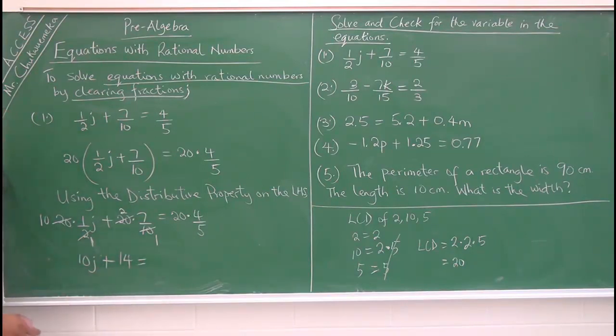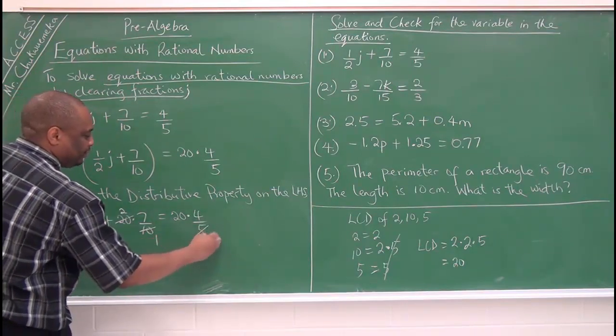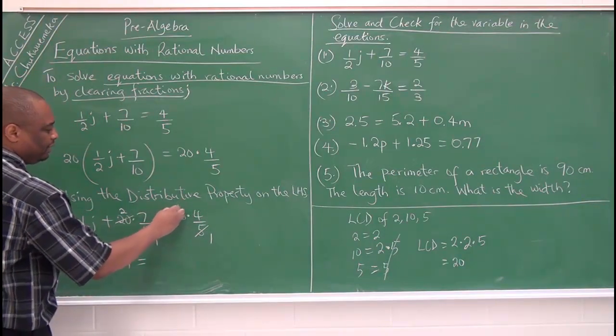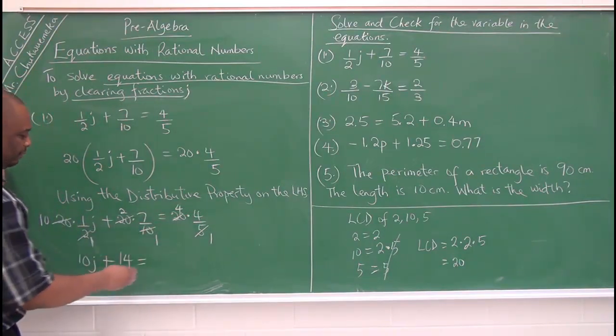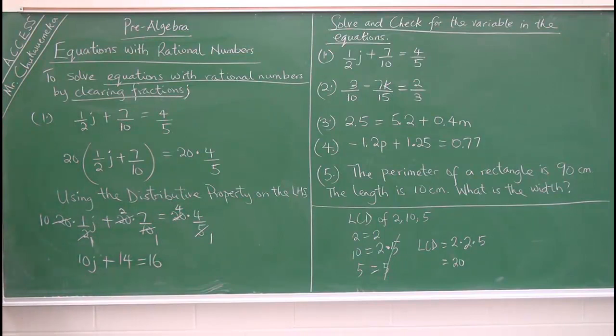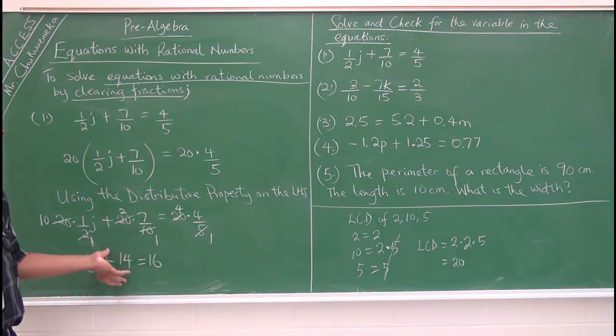Equal to 5 will divide 5 to give you 1. 5 will divide 20 to give you 4. 4 times 4 is 16. So we now have 10j plus 14 is equal to 16. This is now an equation that involves integers.